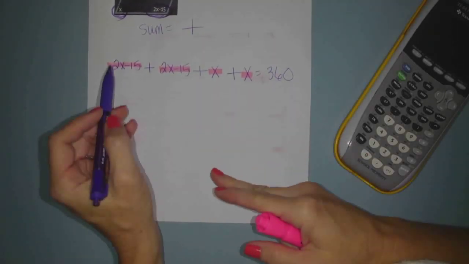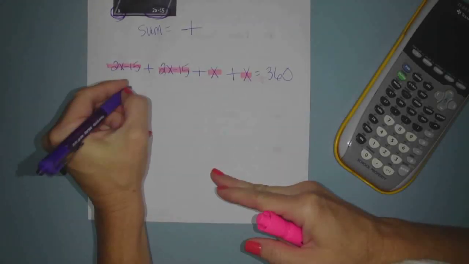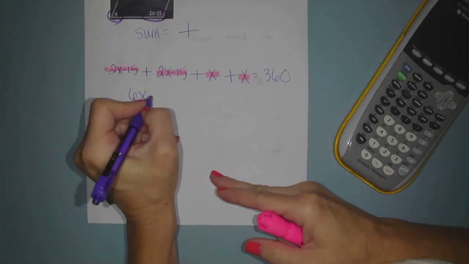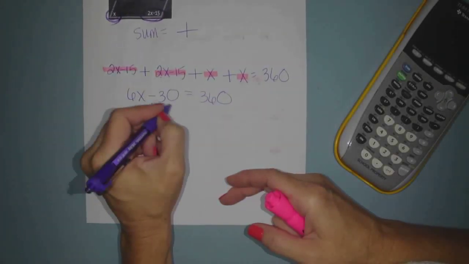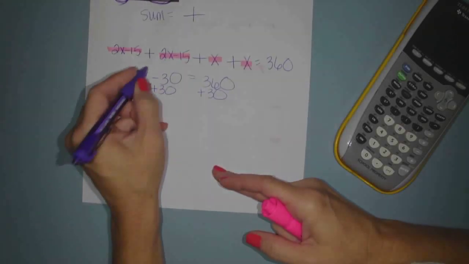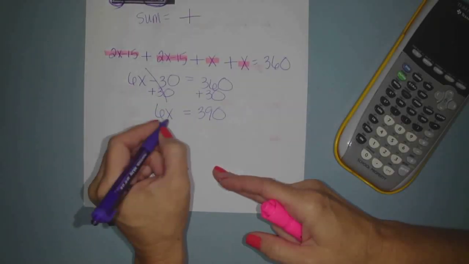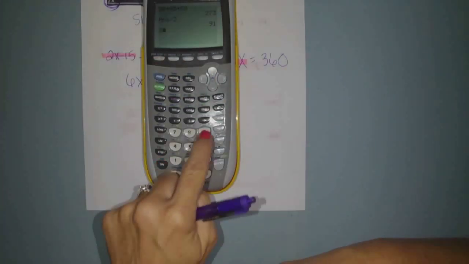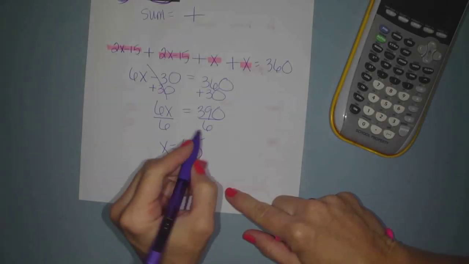Now we combine like terms. 2x plus 2x plus 1x plus 1x is 6x. And negative 15 plus negative 15 is negative 30, and this equals 360. Solving this equation, we're going to add 30 to both sides. That's going to cross these out and give me 6x equals 390. Divide by 6, divide by 6, x equals 390 divided by 6, 65. So the angles that are marked as x are going to be 65 degrees.